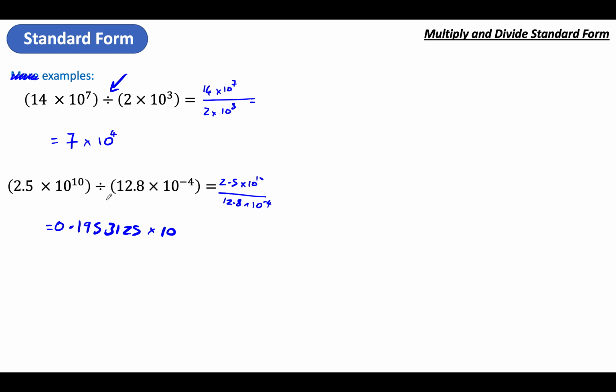Now think what's going to happen here. If you've got, let's just write it up here, 10, which is the first power, take away negative 4, you're taking away a negative, that turns into a plus, doesn't it? 10 plus 4. So the power is 14.